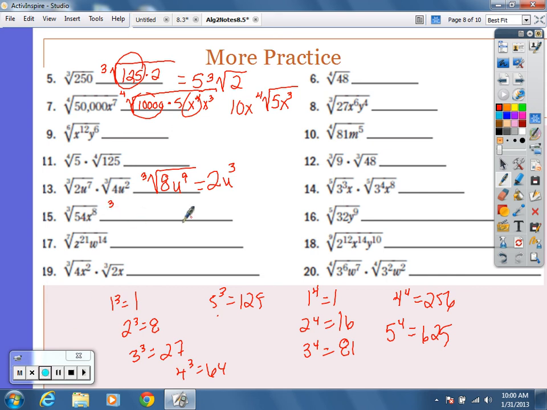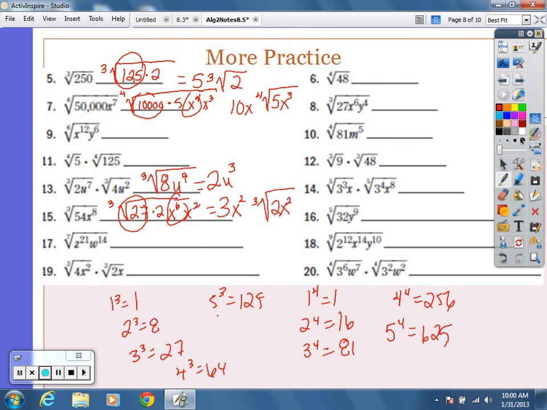54 can be broken down to cube root of 27 times 2. X to the 8th, I'm going to change to x to the 5th, x to the 3rd. Why did I choose that combination? Because I need a multiple of 3, and that's not what I'm going to change it to. I'm going to change it to x to the 6th, x squared. Cube root of 27 is 3. Cube root of x to the 6th is x squared. What's left underneath? Cube root of 2x squared.